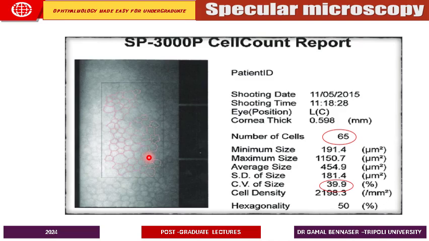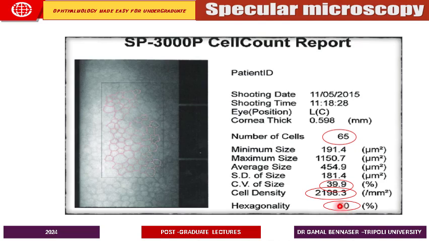Another thing is the coefficient of variation. As you can see here, it is around 39 or 40%, which is more than 30%. So this is a borderline or abnormal coefficient of variation, indicating that there is polymegathism. Also the cell density here is okay, more than 2000 cells per square millimeter. So as far as the number, it's okay, but the qualitative assessment of these cells is abnormal. And also the index of hexagonality is 50% here, which is also borderline, as it should be more than 60%.